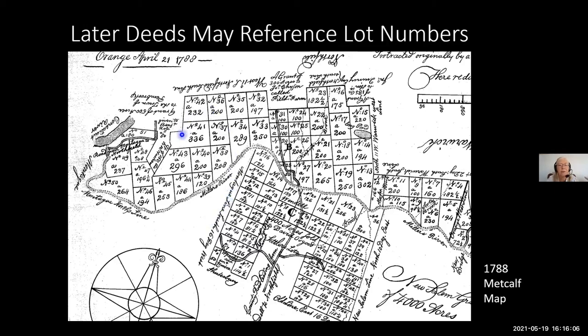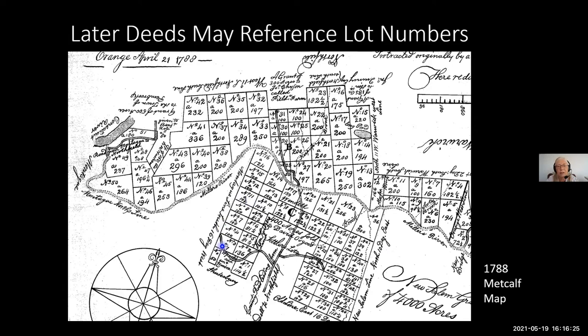So you may find when you're looking at deeds, and we'll talk about this in a couple of weeks in the next talk, you may find reference to these old lot numbers. So you have to go way back. Here we have 1788. I've seen various lots numbered the same way in Vermont and other towns.